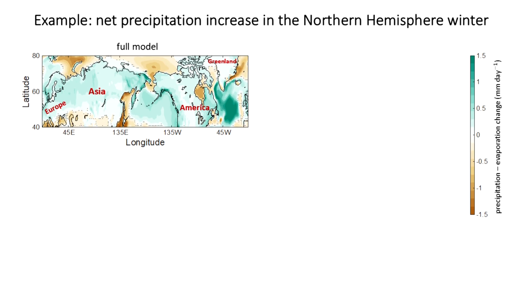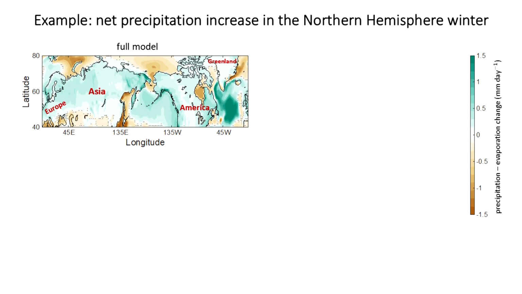You can see here in the color bar the change in the net precipitation by the end of this century. So positive values, the green colors, would be a net precipitation increase, meaning that it would get wetter. And the negative values, the brown colors, is a net precipitation decrease, meaning that it would get drier.